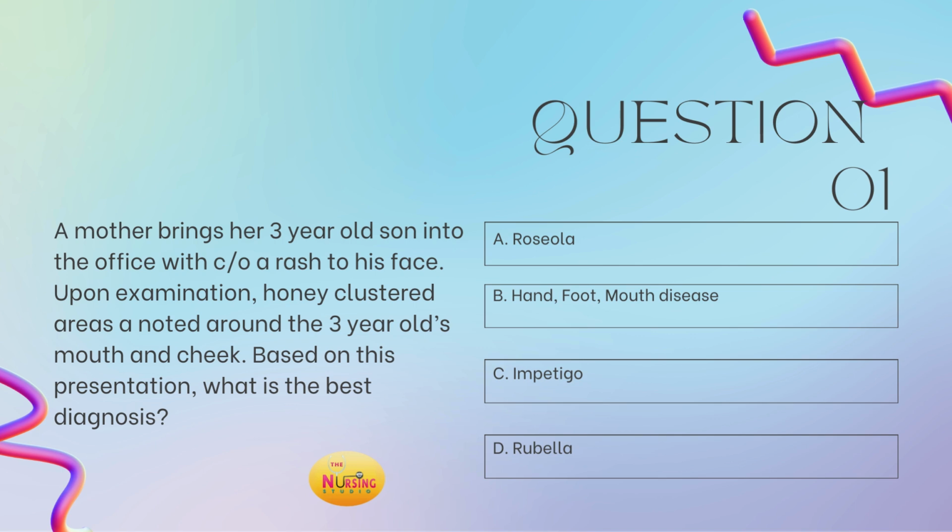So here, a mother brings in her 3-year-old son. She's complaining of a rash to his face. Upon examination, the nurse practitioner notes honey cluster areas around the 3-year-old's mouth and cheek. You know my things, this is one of those key identifiers. When I say this, you say that. So when I say honey clustered areas or honey covered areas, you should say impetigo, right? So your best answer here is C, impetigo.